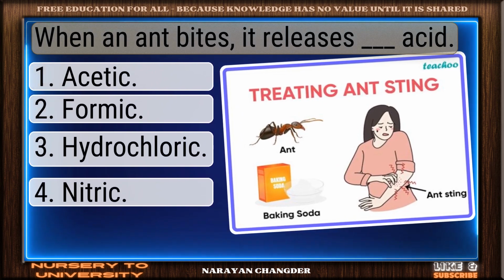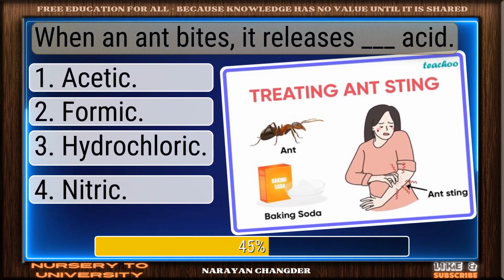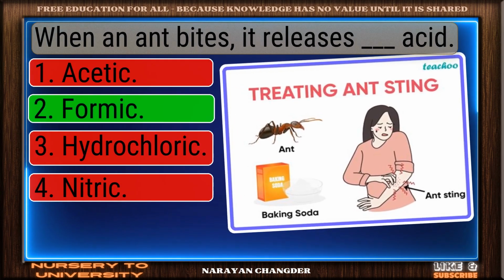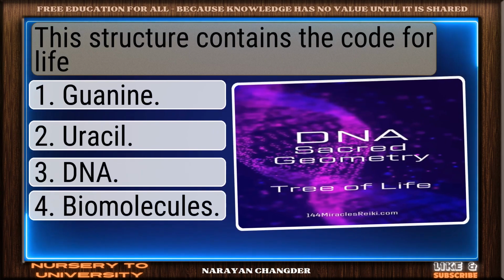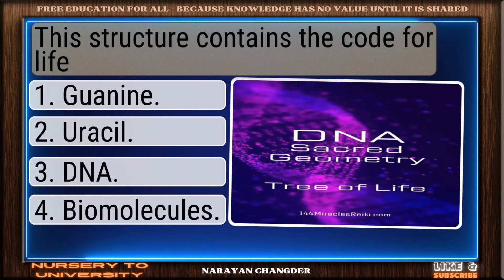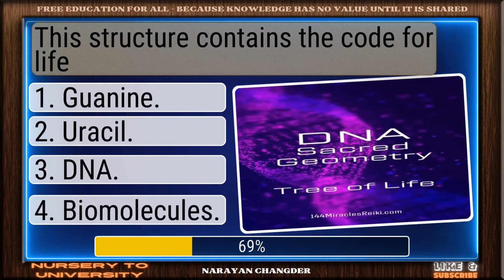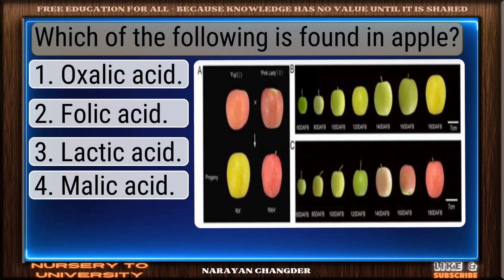Question number 9. When an ant bites, it releases dash acid. Excellent. Formic is a brilliant choice. Question number 10. This structure contains the code for life. Well reasoned. DNA is the correct choice.